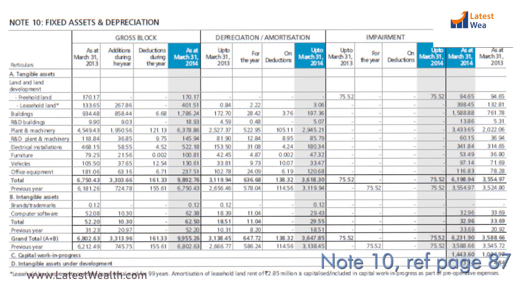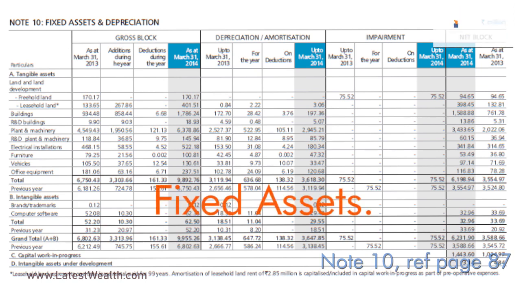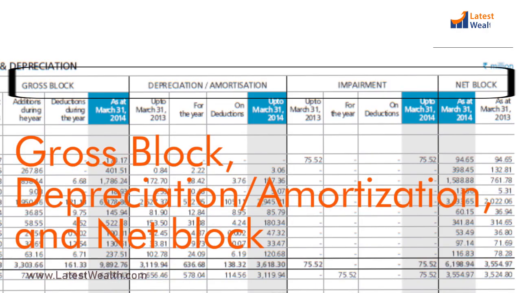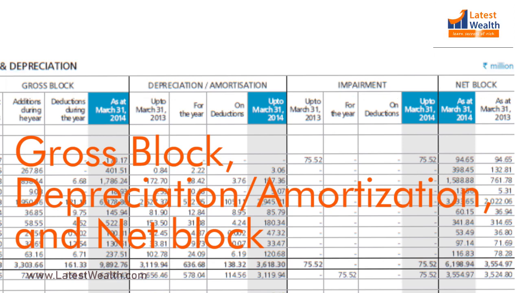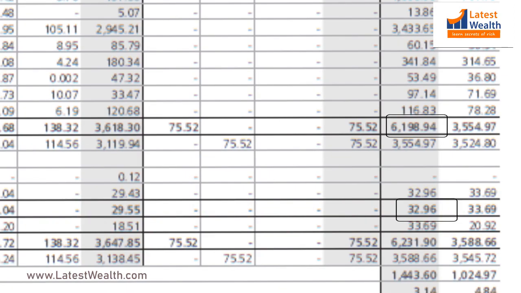Please have a look at note 10, page number 87, which is associated with fixed assets. At the top of the note, you can see gross block, depreciation or amortization, and net block being highlighted. Just see the two net block numbers, which tally with what was mentioned in the balance sheet.